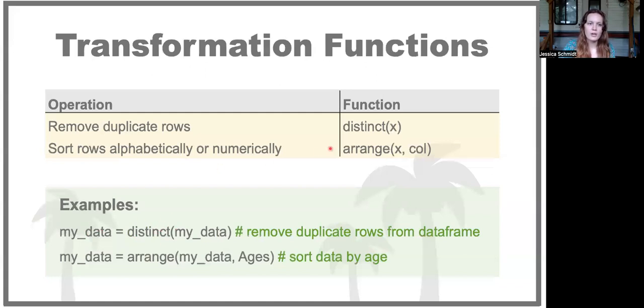Okay, and then we have arrange. Arrange is another really useful one. We're sorting rows alphabetically or numerically by a specific column. So here I'm saying I want my data to be equal to arrange my data ages. So I'm overwriting my data to be sorted by age. So R will automatically do this numerically. If we sorted by names, it would do it alphabetically. So this can be a very practical way to just take our data and then organize it into a form that's easier to see.